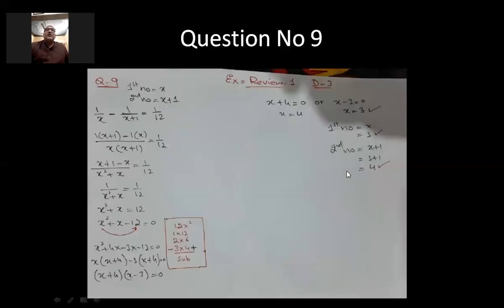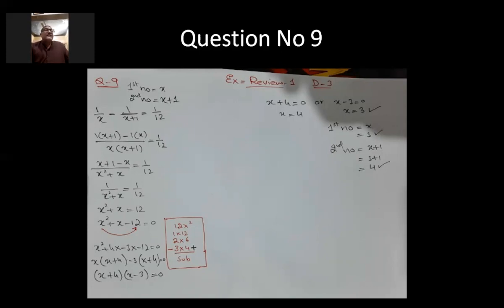Okay. Now we are going to question number 9 of review exercise number 1. I'm reading it from the book. It says the difference between the reciprocals of two consecutive positive integers is 1 by 12. Find the two numbers. So mark these words, remember these words of the story sum. The difference between the reciprocals of two consecutive positive integers is 1 by 12.